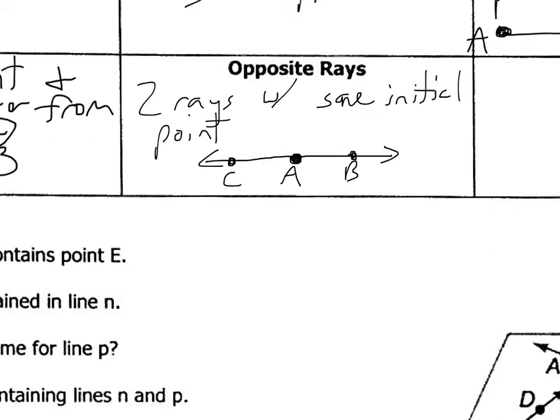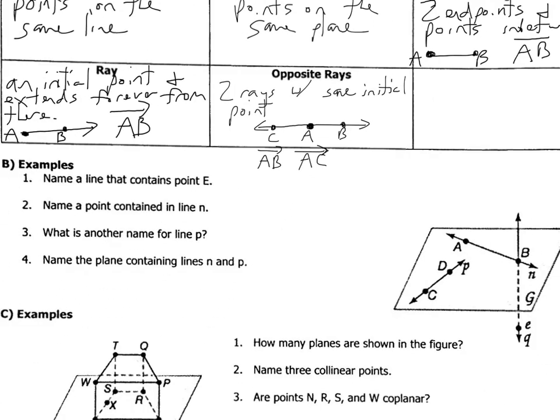So here's how I would name this. I would say ray AB and ray AC. Notice even though the ray is going from right to left, I still start with A and go towards C. Those are opposite rays. Alright, let's look at some examples here.